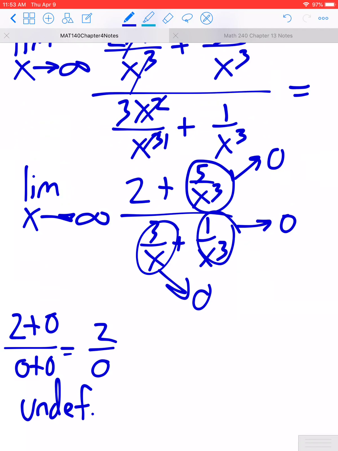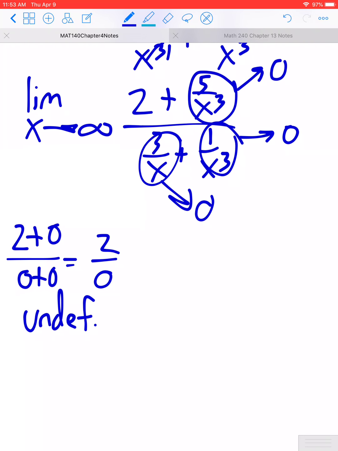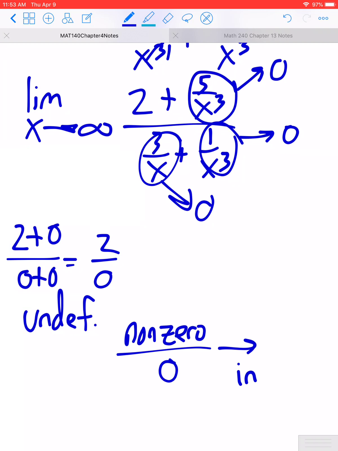So this time the limit is not going to be a real number because we get the expression 2 divided by 0. If you recall back to the section we've seen previously when we talked about infinite limits, especially as it pertained to things like vertical asymptotes, remember that when you have a non-zero number being divided by 0, that produces an infinite limit. Either positive or negative infinity.